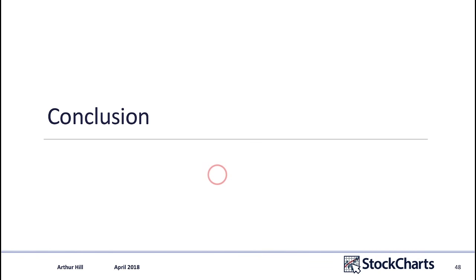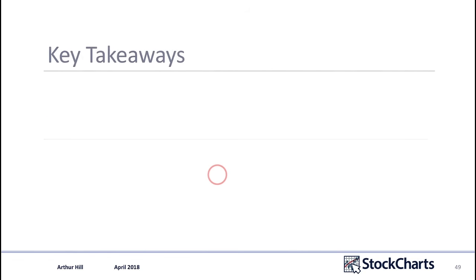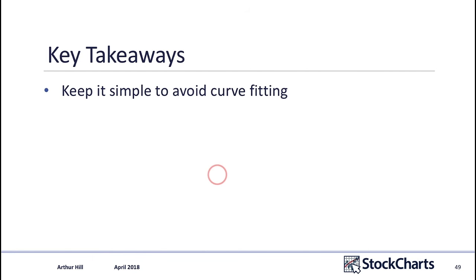All right, so what conclusions can we draw from this whole approach and also from general system development? Well, first and foremost, I would say you need to keep it simple and avoid curve fitting. As you can see with these systems, I'm using very simple indicators, RSI 5 period. I'm using 30 for my signals.